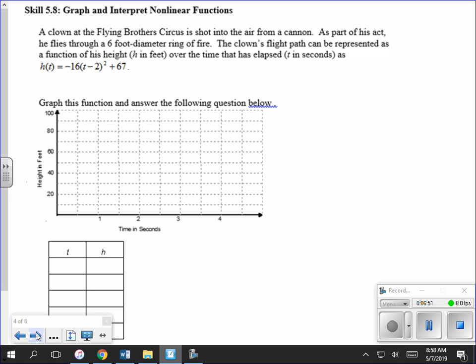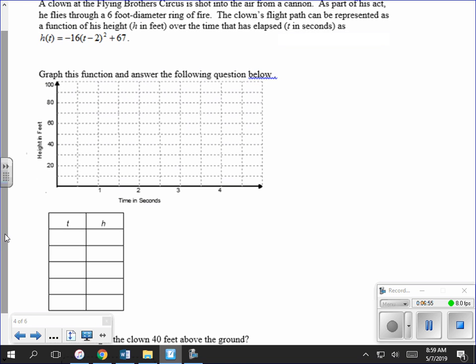So the idea is, first thing we're going to do is set up a table of values. We're going to go from 0, because there's not going to be negative time. So we're going to let t equal 0. We're going to let t equal 1, 2, 3, and 4. And we're going to one at a time plug them into that equation.